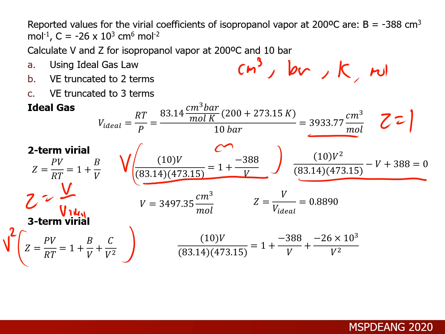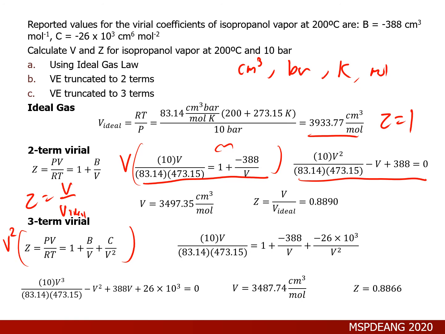So you now have the cubic equation, and solving for the correct root, you get V equal to 3487.74 cm cube per mole. And again, obtaining the compressibility factor, we get Z equal to 0.8866. So our results for the 2-term virial and the 3-term virial EOS are fairly comparable, because at 10 bar, the pressure is not that high yet.